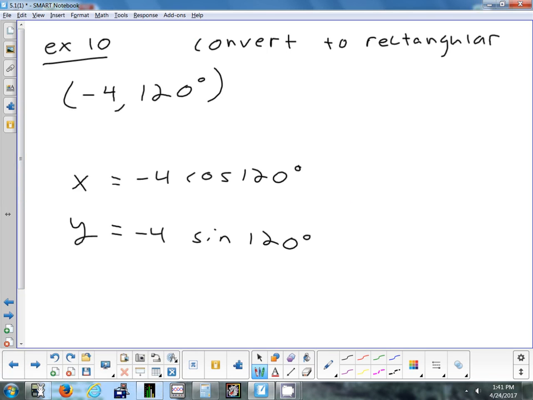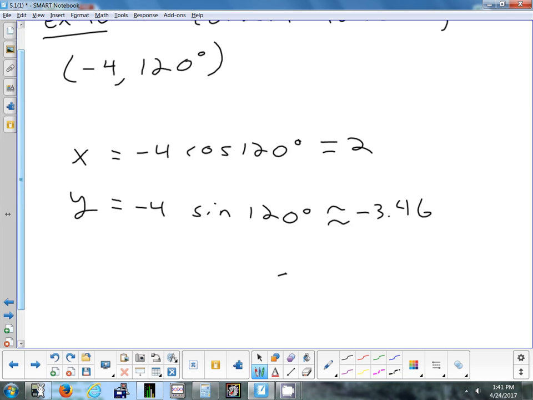Now, if I'm going to do this on my calculator, what do I have to be very careful about, especially since I just did the last problem? Switching back to degrees. I have to switch my mode back to degrees because I'm still in radians. But I'm just going to see, did anybody get what these come out to? Yep, Emily? The first one is 2, and negative 3.46. Okay, so just write it as a coordinate. 2, comma, negative 3.46.